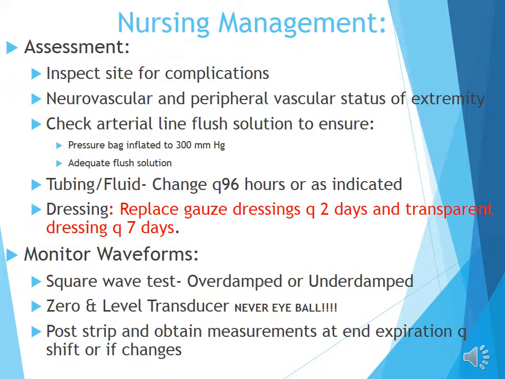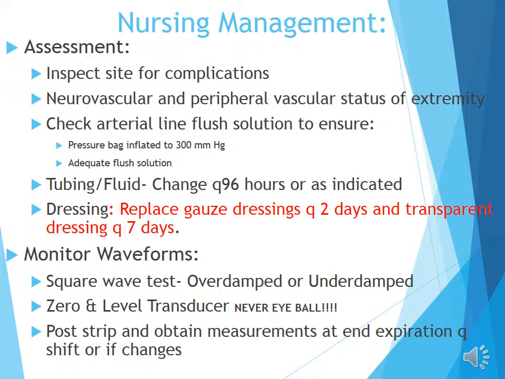This is another slide that's just an overview of the nursing management. So your assessment is really important. Make sure you're always inspecting that site for any potential complications. Watch your neurovascular checks. Make sure you're checking the peripheral vascular status of that hand. Check your arterial flush line solution to ensure it's inflated and you have adequate saline still in the bag.